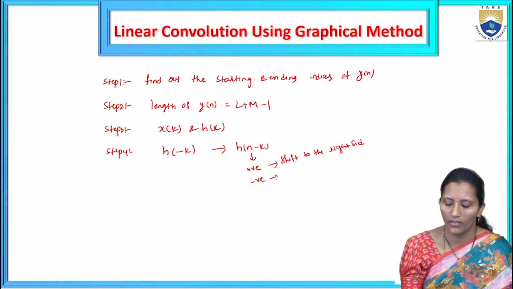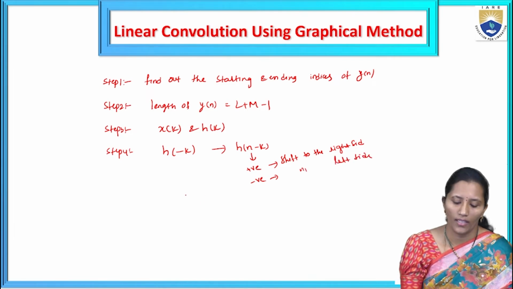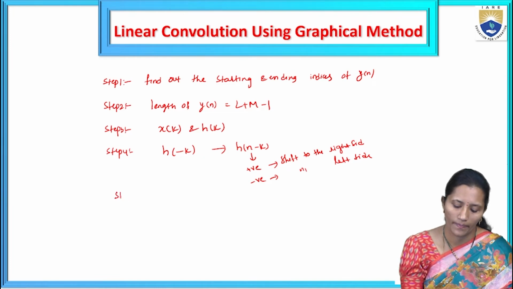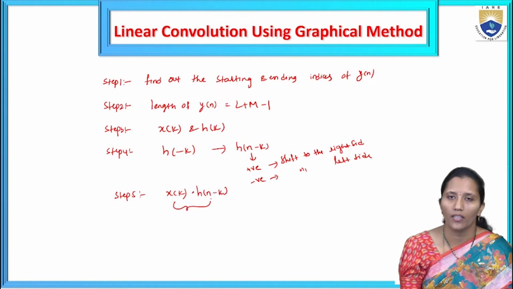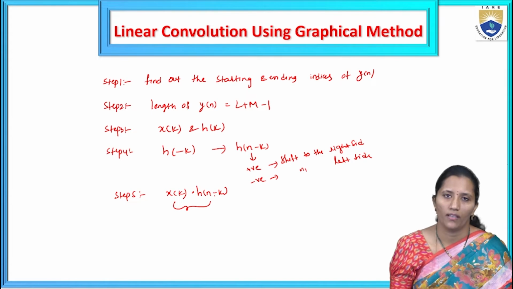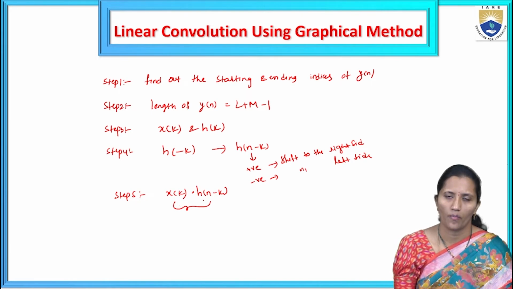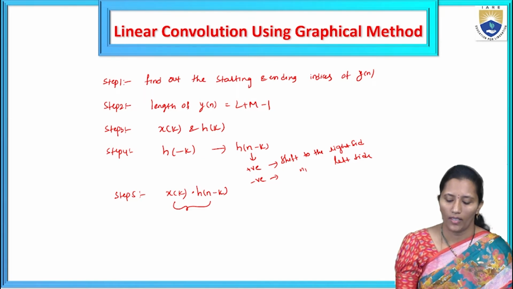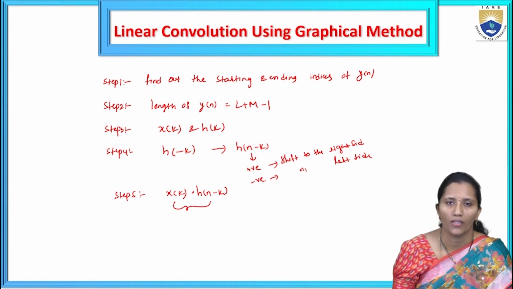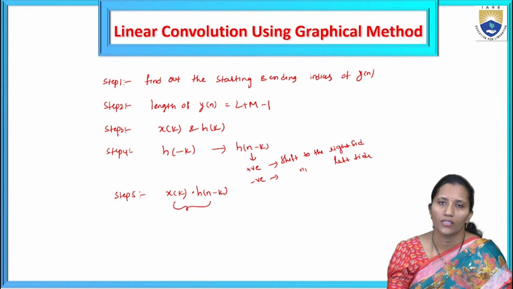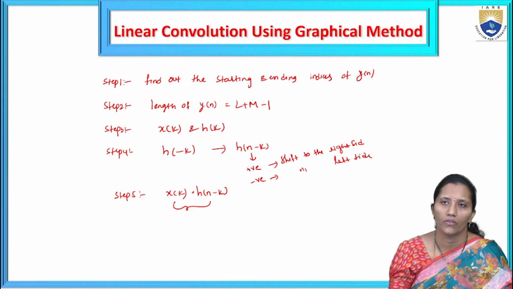If n is negative, shift to the left side by n units. Multiply x of k and h of n minus k and add the products of these x of k and h of n minus k, and you will get the corresponding y of n value. And repeat this loop step 5 until you get all the sample values as 0. So this is the step to find the linear convolution using the graphical method.